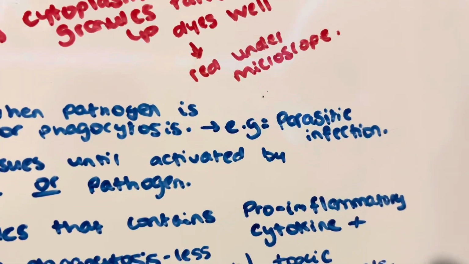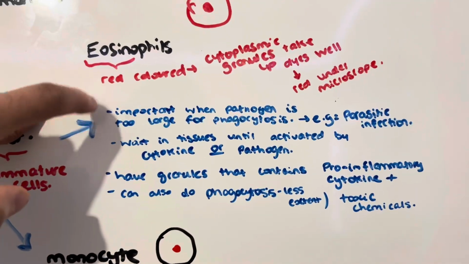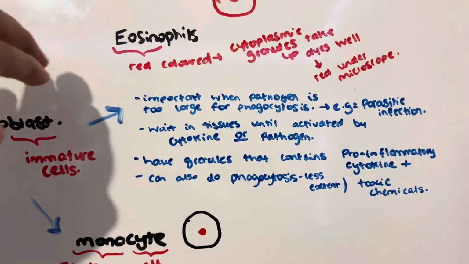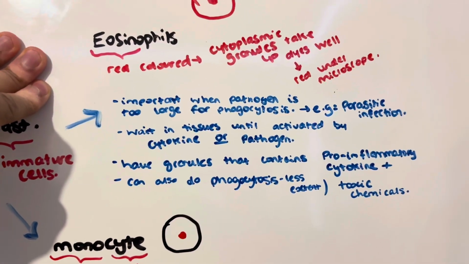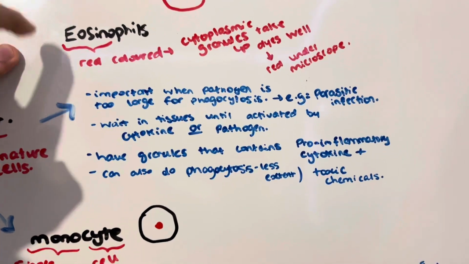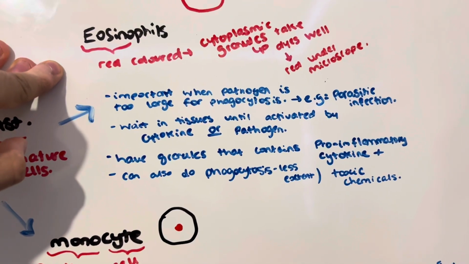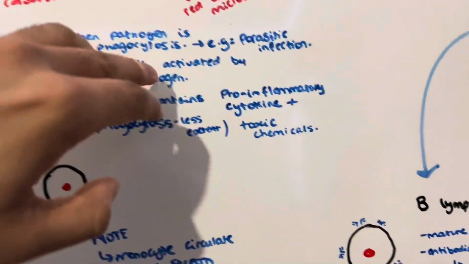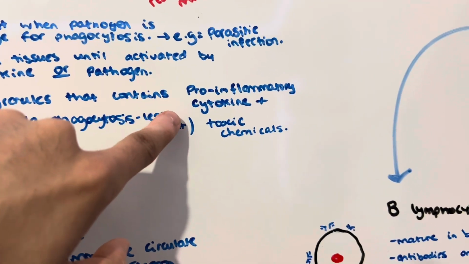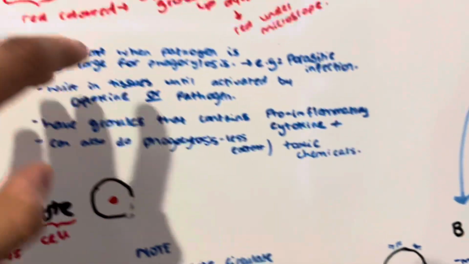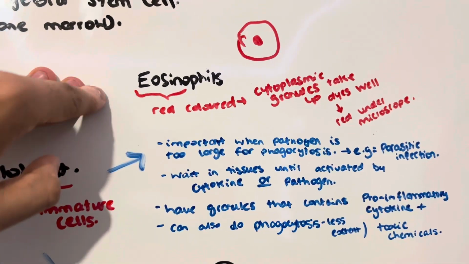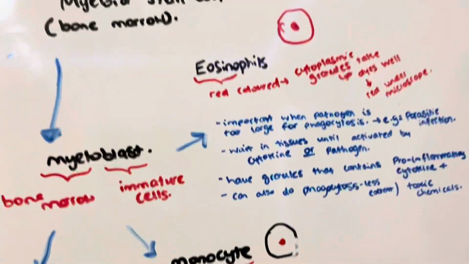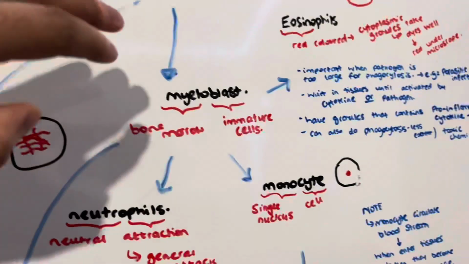So eosinophils are important when the pathogen is too large for phagocytosis, for example, a parasitic infection. These basically wait in the tissues until they're activated by your cytokines. Remember, a cytokine is a chemical messenger that can be used to regulate the immune response and inflammation. Eosinophils have to be activated by either the cytokine or the pathogen, and these granules contain both pro-inflammatory cytokines as well as toxic chemicals. Eosinophils can also perform phagocytosis, however, to a lesser extent than our macrophages. So that's another category.